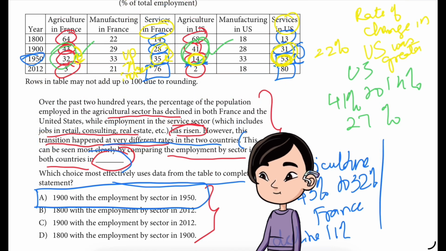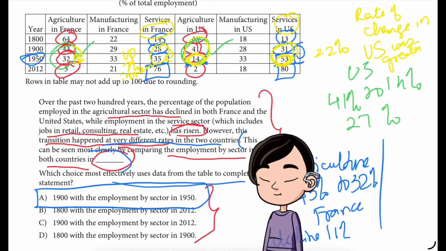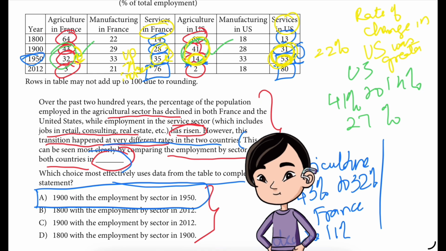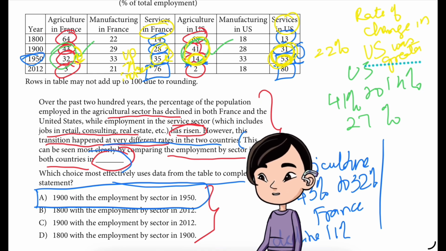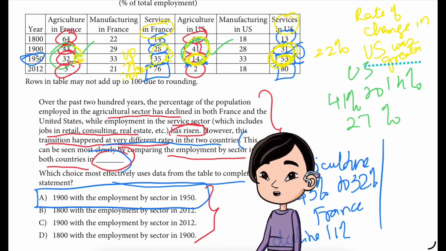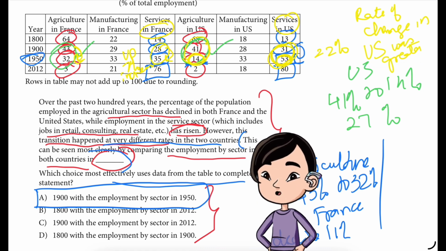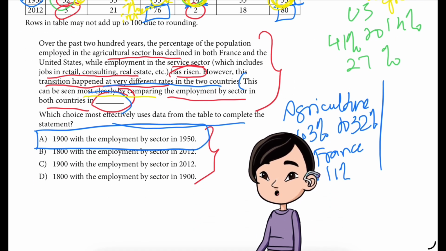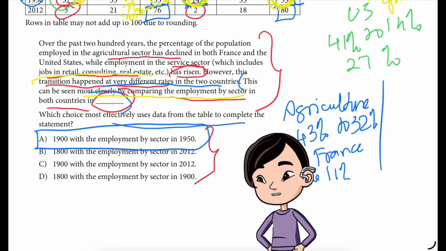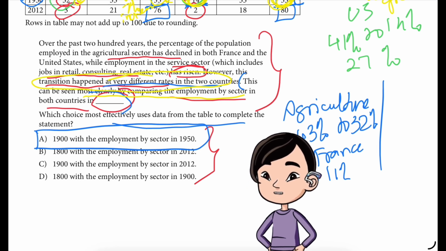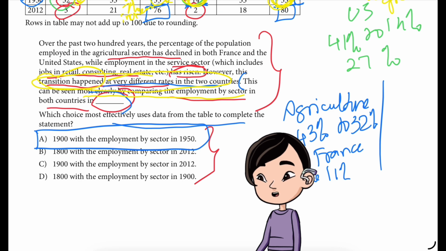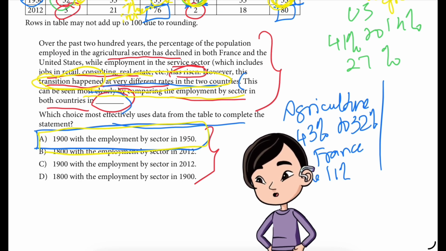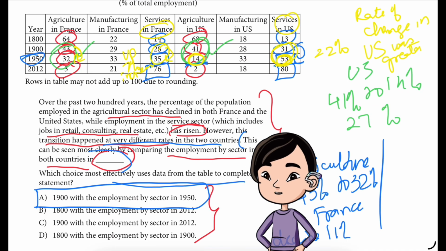Choice D is incorrect because comparing the data for 1800 and 1900 would suggest a similar rate of change in the two countries, not very different rates. Employment in agriculture went from 64% in 1800 to 43% in 1900 in France, which is fairly close to the change from 68% in 1800 to 41% in 1900 in the US, while employment in services went from 14% in 1800 to 28% in 1900 in France, which is close to the change from 13% in 1800 to 31% in 1900 in the US.